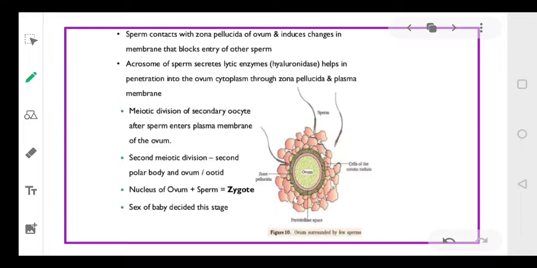Now sperm will contact with the zona pellucida of the ovum. Now what are the events during the fertilization? First of all, the sperms which are coming, see, the ovum is present in the center. So, first of all, sperms will come in contact with the zona pellucida layer and induce changes in this membrane, so no other sperm can enter into it.